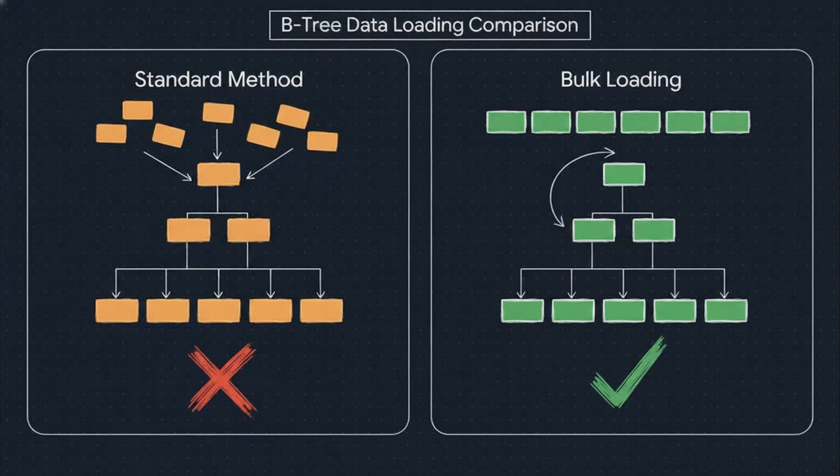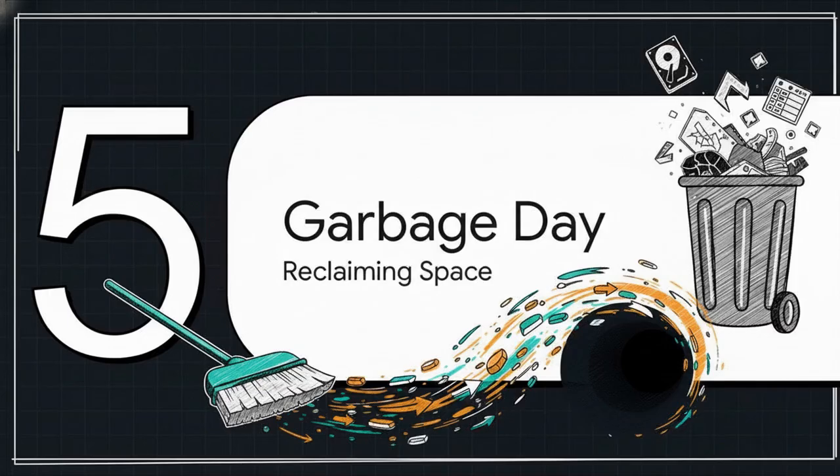Bulk loading is a completely different approach. You take your data, sort it first, and then build the B-tree from the bottom up. There are no splits, none. It is incredibly fast, and what you get at the end is a perfectly packed, super efficient index. We're talking nearly 100% page occupancy. That just means every page is as full as it can be. Compare that to the 50 to 75% you get with the standard way. No contest. This is how the pros build a tidy index from the get-go.